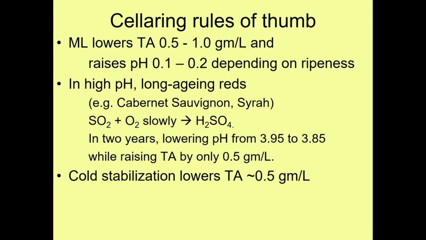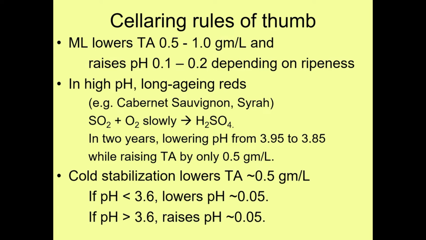Cold stabilization will lower the TA. It varies quite a bit, but let's say, as a rule of thumb, about half a gram per liter. And again, if the pH is below 3.6, that lowers the pH a little. And if it's above 3.6, it raises the pH a little. So we're going to bring all of these elements into the dance as we make different kinds of wines.